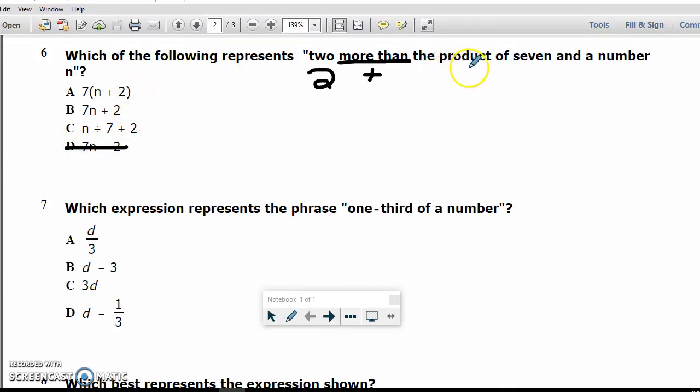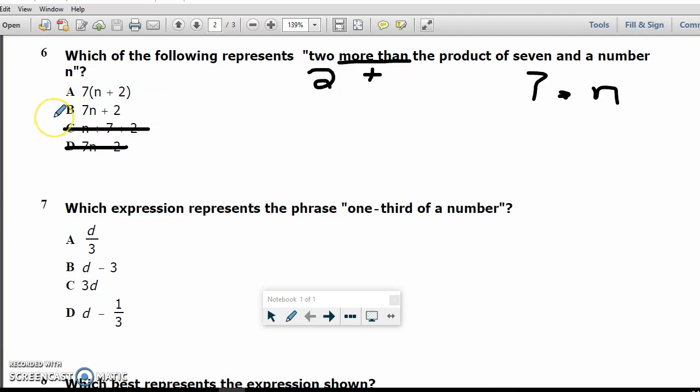The next part says we're taking the product of 7 and a number. So anytime we see product, product means we're multiplying. What are we multiplying? 7 times that number that we don't know. So look in your answer choices. Is there any other answer choice that we can eliminate? Well, we can see right here in C that we are dividing a number by 7. That is not what our verbal sentence says, so we can go ahead and eliminate that. So now we're left with A and B.